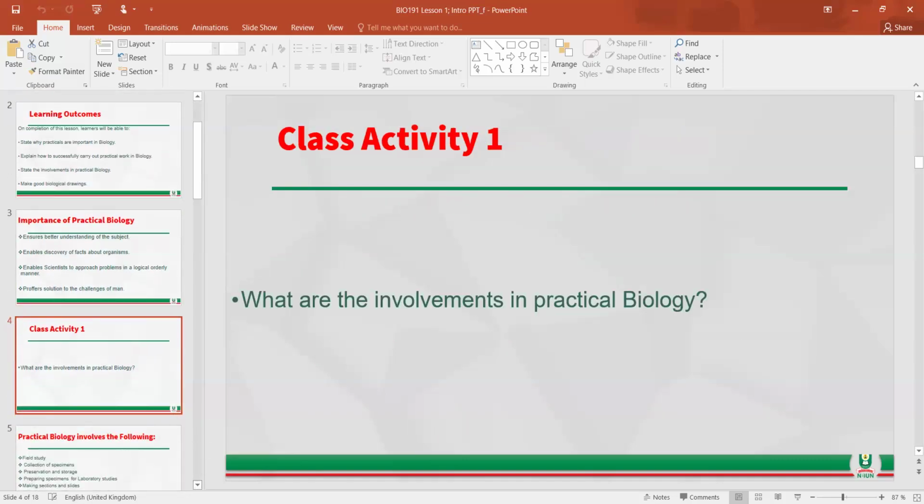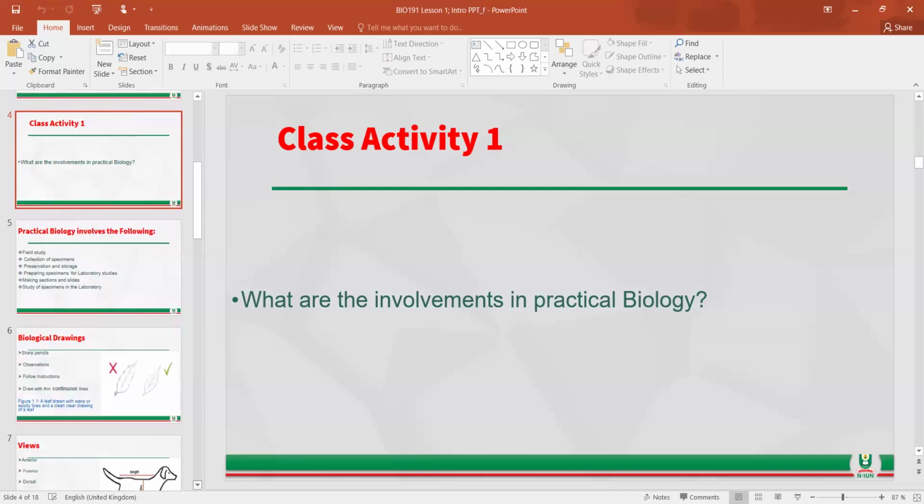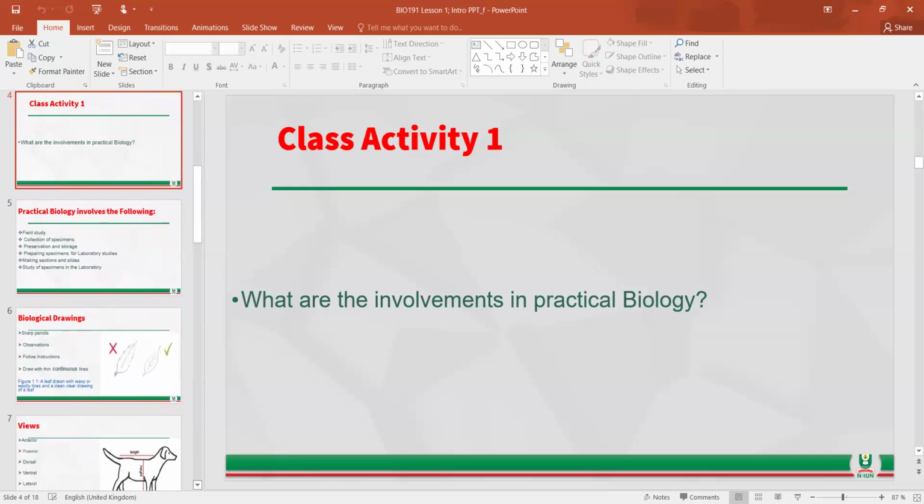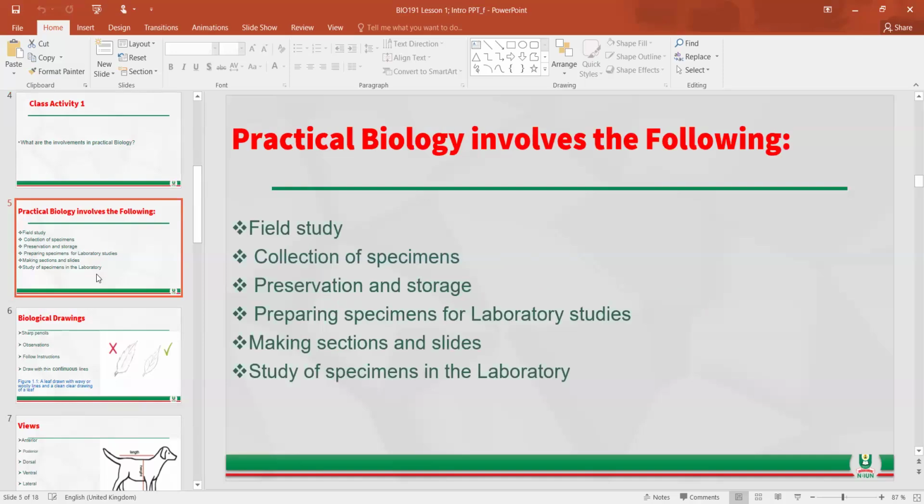Quickly attempt this activity. What are the involvements in practical biology? Let's now see them from our slide and further explanation. Practical biology involves the following: field study. There are times when we have to go to the field, the natural habitats of organisms, to watch them, how they live, how they interact, and so on and so forth.